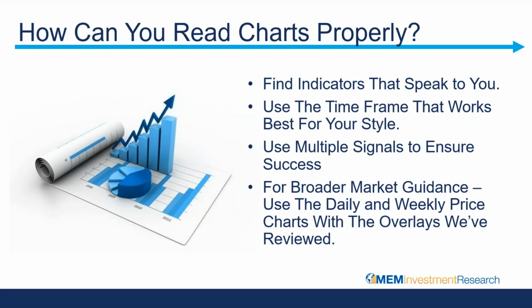And then I talked about the broader market. When you are using those indicators that I mentioned, when you're looking at the S&P, the Dow, or the NASDAQ, you do want to use the daily and weekly price charts. Those are going to be the most powerful and useful in identifying where the markets are as far as whether they're in an uptrend or a downtrend.